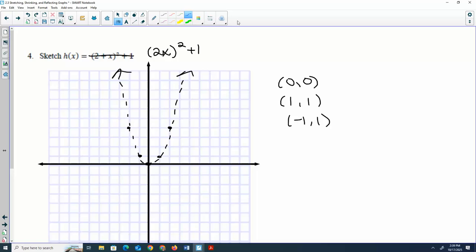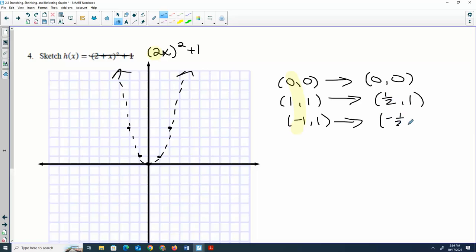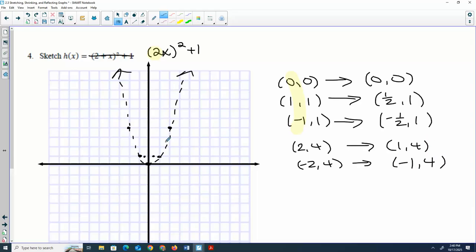Okay, it's my parabola. If you need to, write out your ordered pairs. The 2 is on the inside. Inside changes x and it always does the opposite. So the opposite of multiplying by 2 is dividing by 2. Okay, so this isn't my final graph, but if all I were doing was that, I would get these points. If you wanted, you could even do more. I have 2, 4, and negative 2, 4. If I divide those by 2, I get 1, 4, and negative 1, 4. So it's just making our graph skinnier.